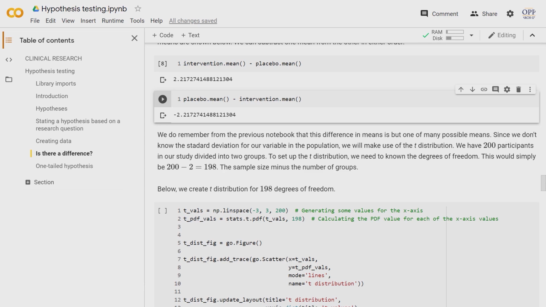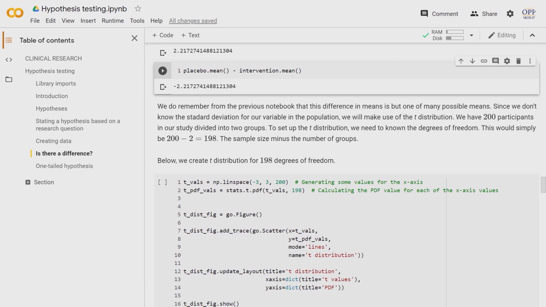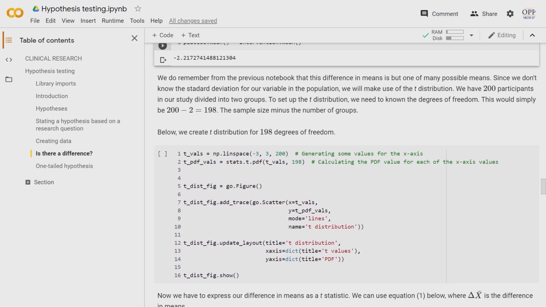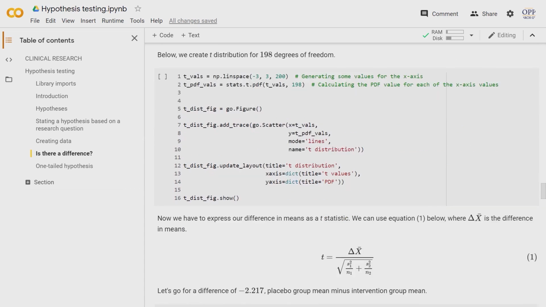But remember, we are going to go for the second one because we made placebo group number 1 and we made intervention group number 2. But you can imagine that we could have done it the other way around. And of course, we get around 0, this symmetry in the difference. Now, because we don't know, in our little example here, what the standard deviation is for our variable in the whole 7 billion people, we're going to make use of the t-distribution. And the t-distribution only cares about our sample size. So we've got 200 people in our study here. And from that, we're going to subtract the number of groups. And the number of groups is 2. 200 minus 2 is 198. So we're going to have a t-distribution for 198 degrees of freedom.